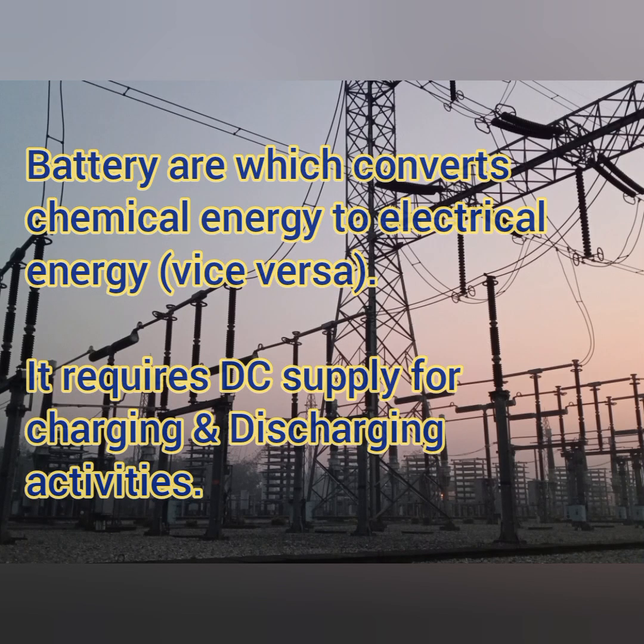I am Vignesh Anand. In this video, we are going to see about the battery connections and why batteries work with a DC supply and not an AC supply. Normally, a battery converts chemical energy to electrical energy, and vice versa, electrical energy to chemical energy. So it stores a DC voltage and delivers it to the load as a DC voltage. It requires a DC supply for charging and discharging activities.